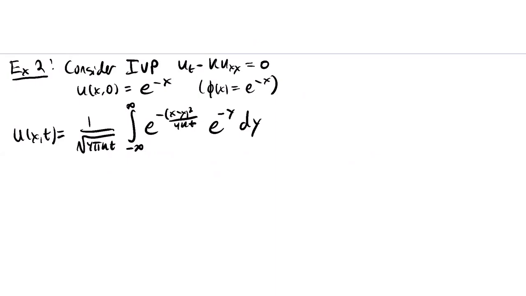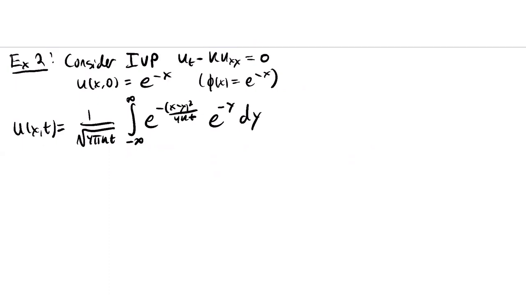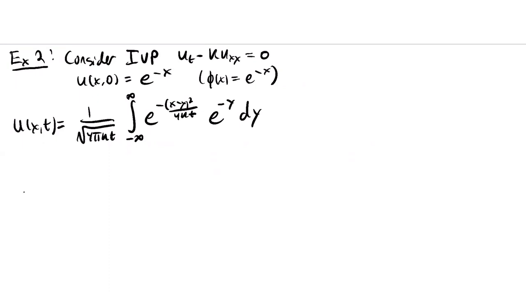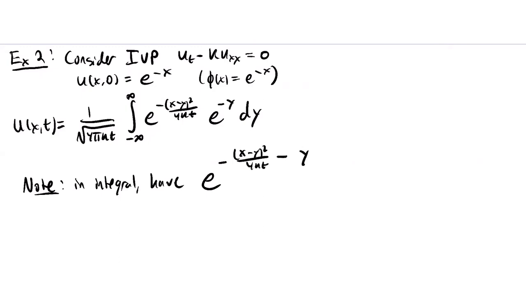And so what we're going to do is just do an algebraic trick to combine these two exponential terms into something that we can actually find the antiderivative of and integrate. And so, note that in the integrand, we have e to the minus (x minus y) squared over 4kt, and then minus y.